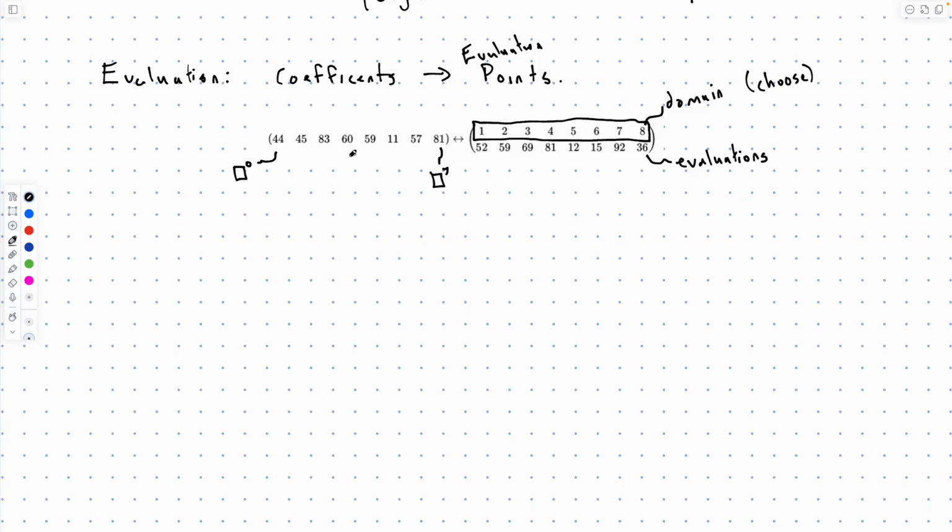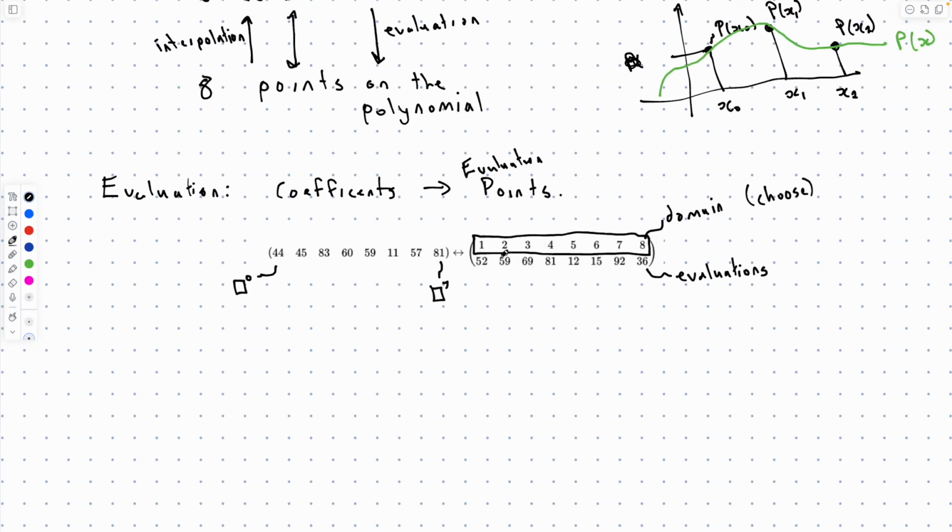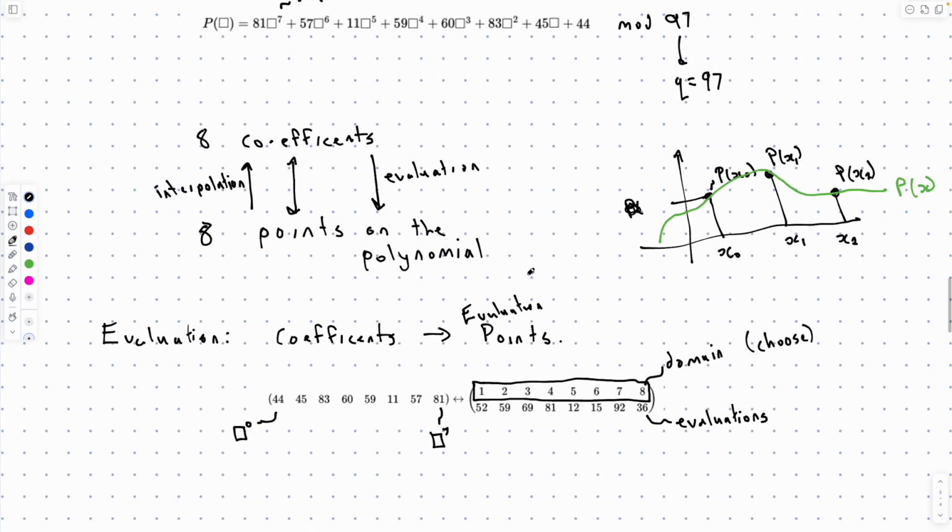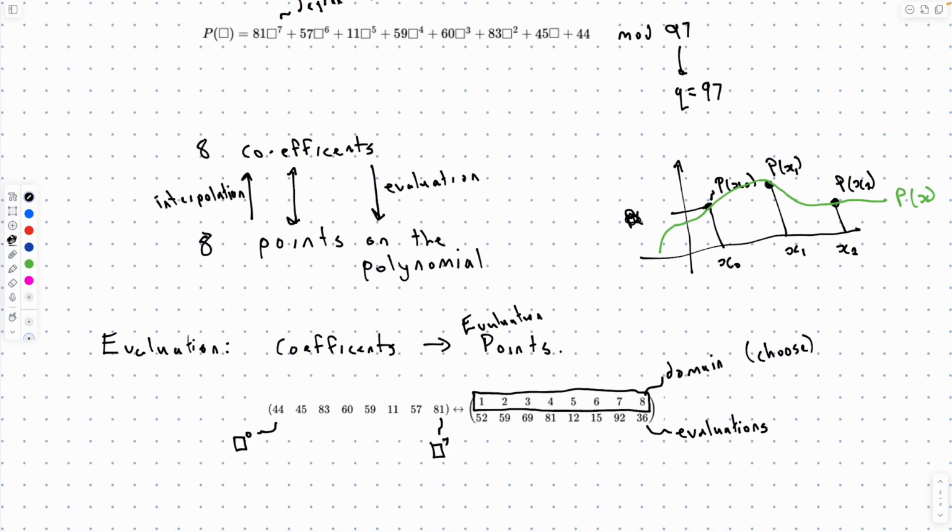Okay, so I have this, and now I want to actually compute this. So how do I do it? Let's start with the number 52 here. How do I get that number 52? Where does that come from? Why is that number 52? Okay, so what I do is I take my equation.